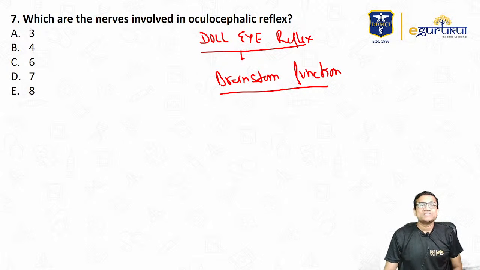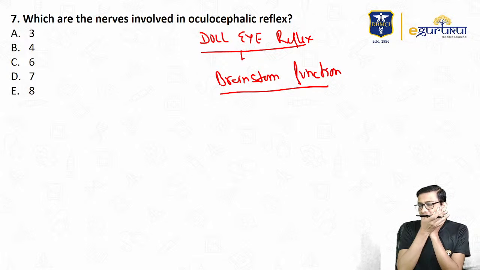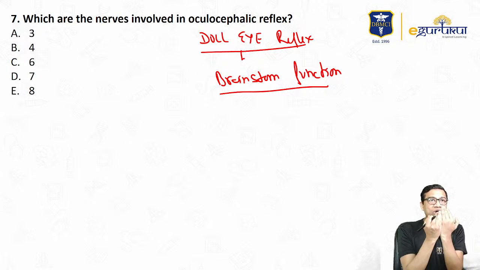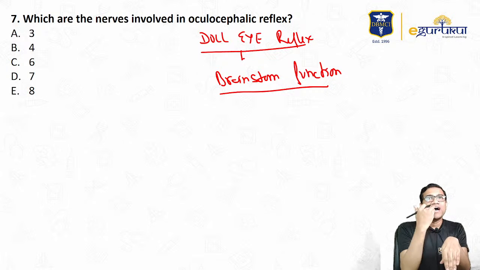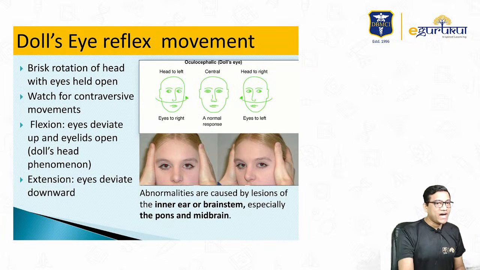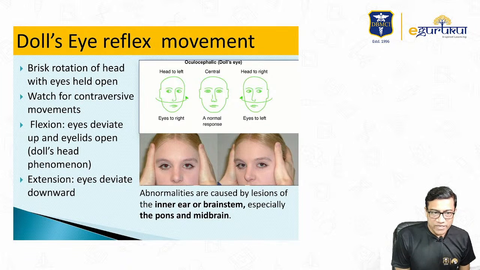Okay. And this is your vestibulo-ocular reflex. In this case, when you turn the head, the eyes will go in the opposite direction, just like a doll. So you know the doll, when you lift the doll, eyes are open. When you lie the doll down, the eyes will close. Same way. So I'll just show you a picture. When you turn the head, the eye will move. So that is called the oculocephalic reflex.